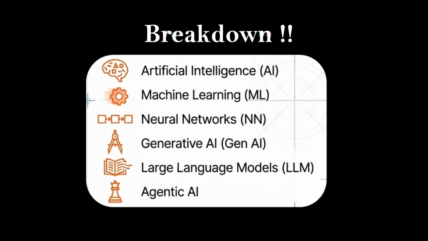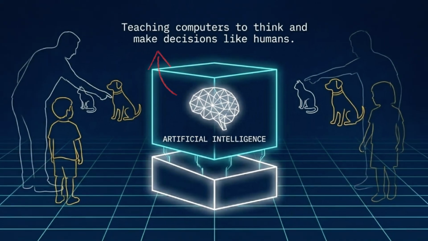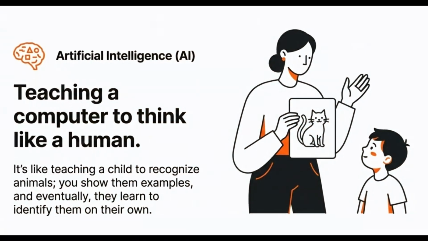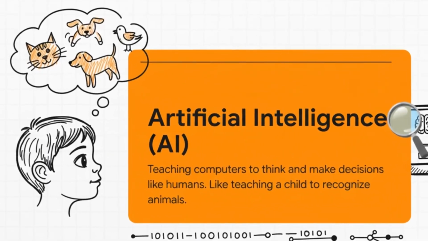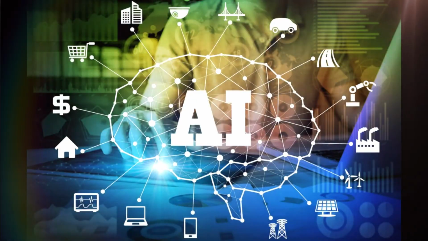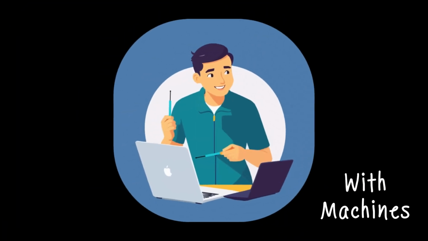Let me break this down for you. Artificial intelligence is basically teaching computers to think and make decisions like humans. Imagine you're teaching a child to recognize animals. You show them pictures, explain the differences, and eventually they can identify a dog from a cat on their own. That's essentially what we're doing with AI, but with machines.